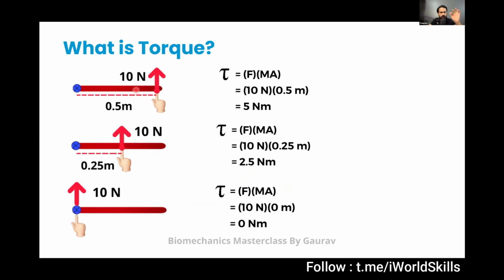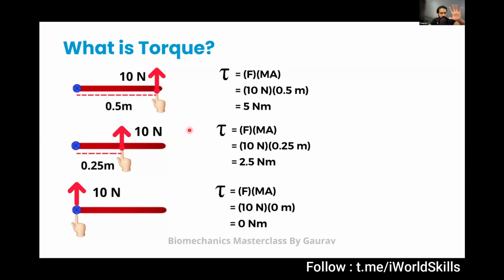So this first example on the top that you see is the same as the previous one. There is this object. This is the axis of rotation. This is the line of force over here. 10 Newton is the magnitude of force. The moment arm in this scenario is 0.5 meter. Let's calculate torque. Force multiplied by moment arm. 10 Newton multiplied by 0.5 meter gives you 5 Newton meter of torque.